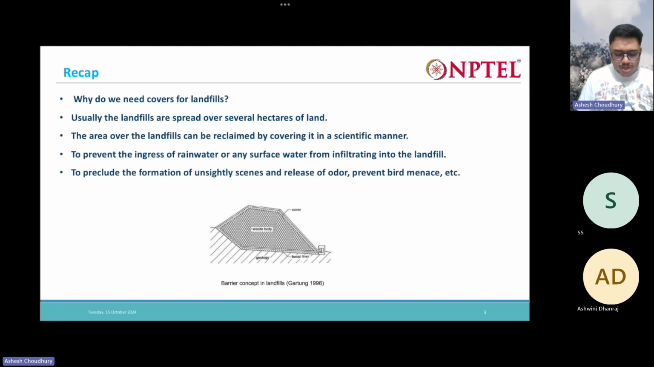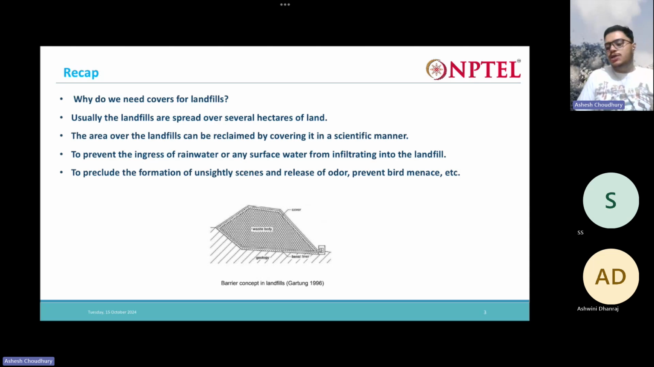Why do we need covers for landfills? What is the reason? Usually landfills are spread over several hectares of land, so the area of a landfill is very huge. Every big or small city or town has a landfill where all the municipal solid waste of the whole city is taken and dumped. If you visit the landfill in your city or town, you will see that landfills cover a huge area. The area over the landfills can be reclaimed by covering it in a scientific manner.